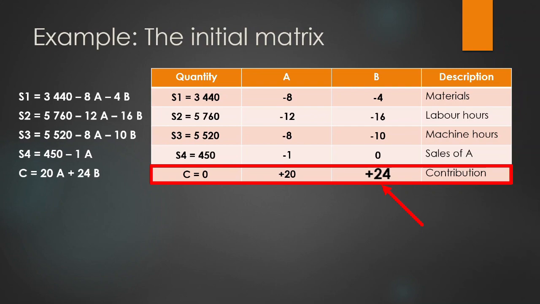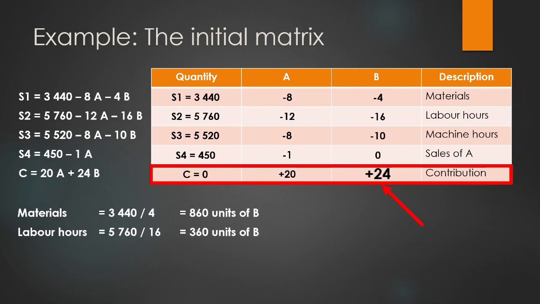Starting with materials, I see that I have 3,440 units available. Product B uses 4 units of materials, and therefore I can make a maximum of 860 units of B. I now do the same for the labor constraint. I have 5,760 hours. Each unit of B takes 16 hours. Therefore, I can make 360 units of B. For the machine hours, I have 5,520 available hours, and each unit of B takes 10 hours. Therefore, I can make 552 units of B.